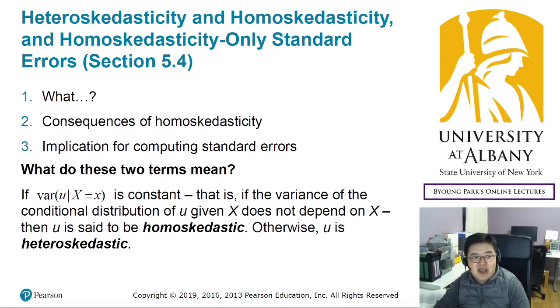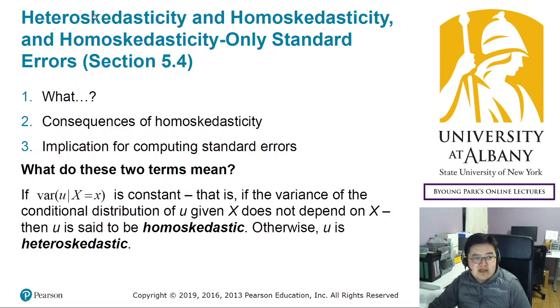And what we are going to do today is a little more difficult in pronunciation. So the title of this part is heteroskedasticity and homoskedasticity only standard errors. So basically you can feel that something is hetero something and homo something.